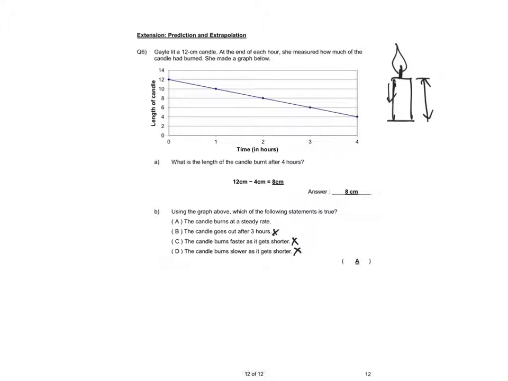Just since we are here, if it burned at a faster and faster rate, it would look like this. In the first hour, it dips by very little. Then it dips a bit more, and after one more hour it dips even more. As you go shorter and shorter, you dip a lot more. That would be the graph for burning faster, but this one is a straight line graph. For the opposite, going slower and slower, it would be something like this.